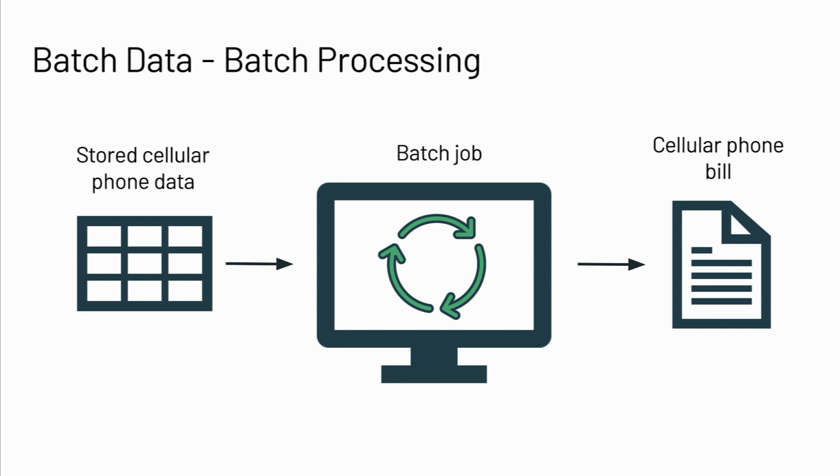A real-world example of batch processing is how telecommunication companies process cellular phone usage each month to generate a monthly bill. So to do this, they process batch data, the phone calls you've made, the text messages you've sent, etc., any additional charges you've incurred through that billing cycle to generate your bill. They process that data in a batch job.